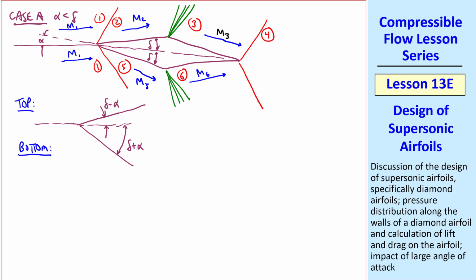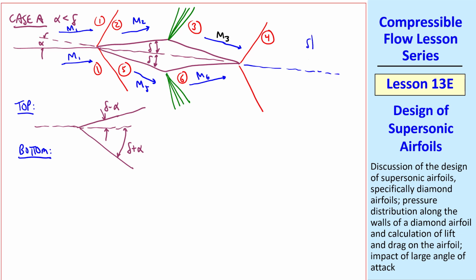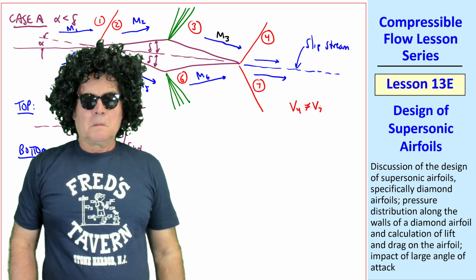Finally, there's another oblique shock at the bottom, but again, these angles are not the same. And what happens is you get something that we call a slipstream, where the speed can be different between region 4 and region 7.